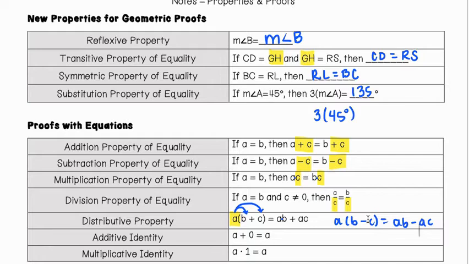Our additive identity property comes when you add 0 to something, you still get the same number. And our multiplicative identity happens when you multiply by 1 because it will not change the value.